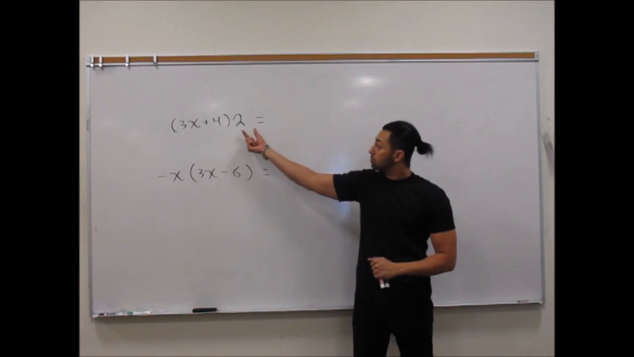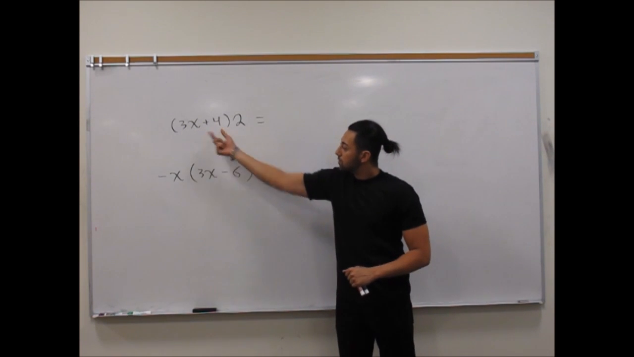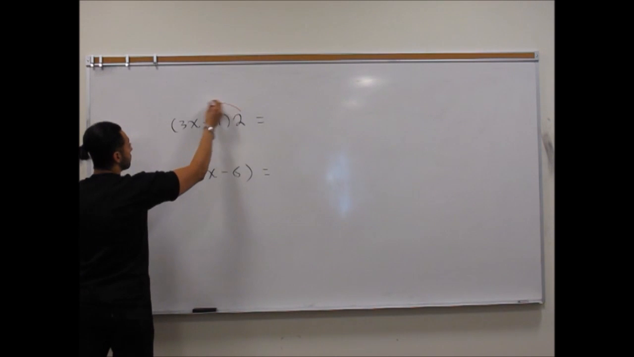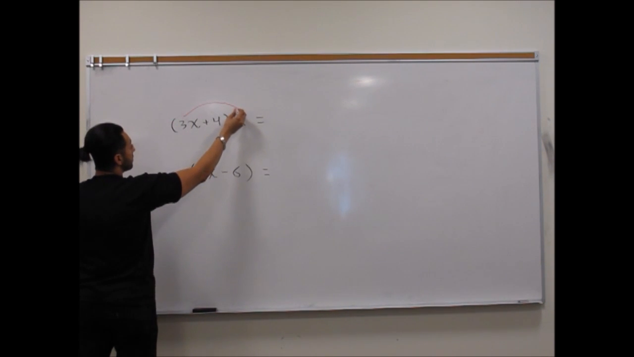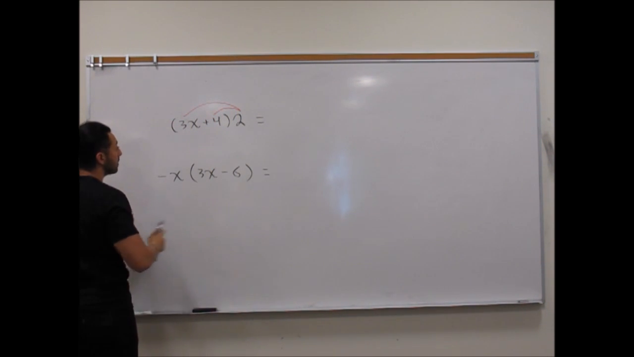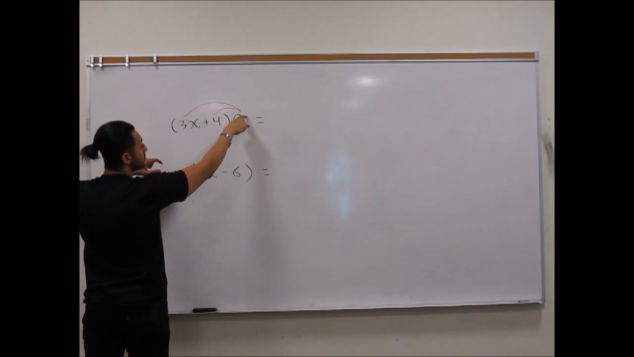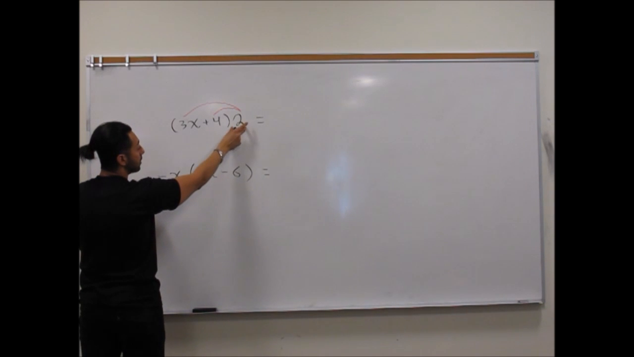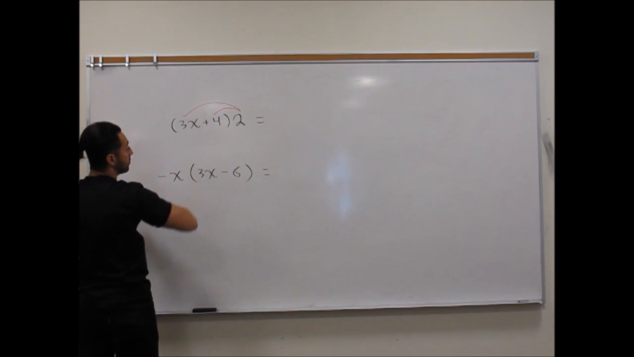So the 2 is what's going to get distributed into this parenthesis here, right? So I'm first going to take this 2 and distribute it into the 3x. Then I'm going to distribute it into the 4. Okay, so there's no variables here to consider. We'll worry about that in the next example. It's just a number, a constant getting multiplied into the parenthesis.